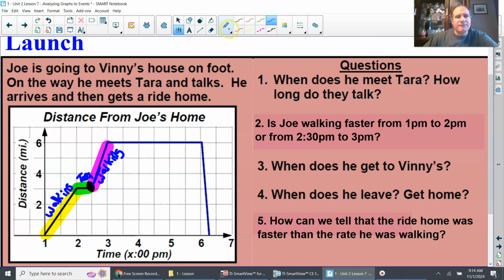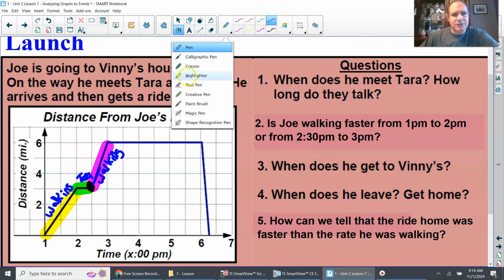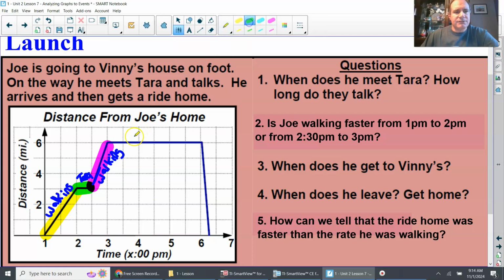He arrives at Vinny's house. Obviously right here is where he's staying at Vinny's house. And then he gets a ride home. Let me see if I could change that to blue. That would be nice. Yep, he gets a ride home right there. And this is Vinny's house.